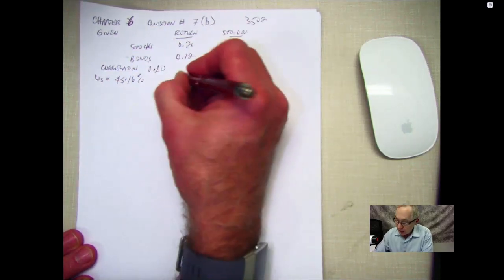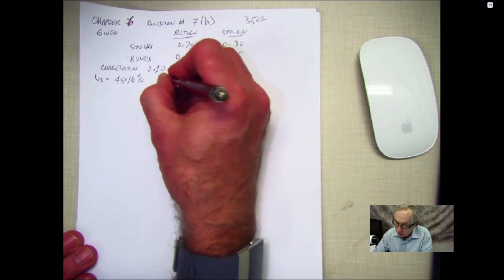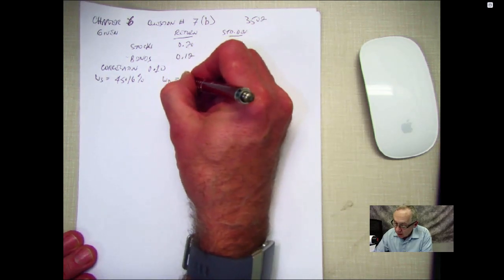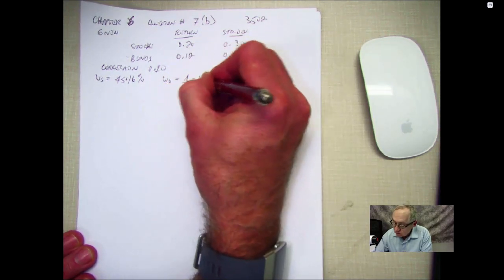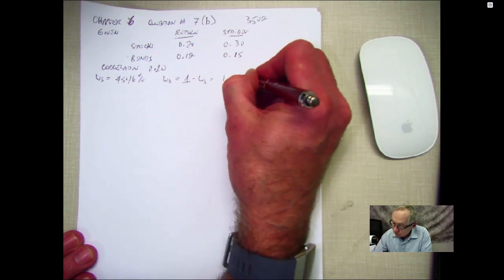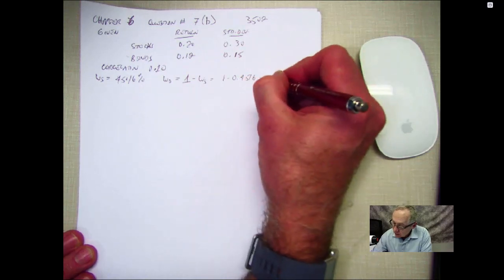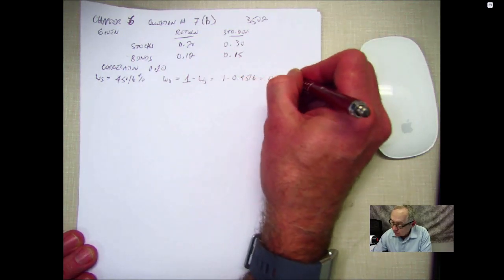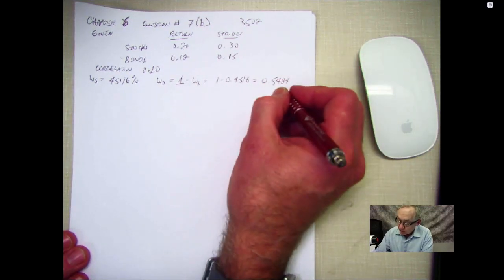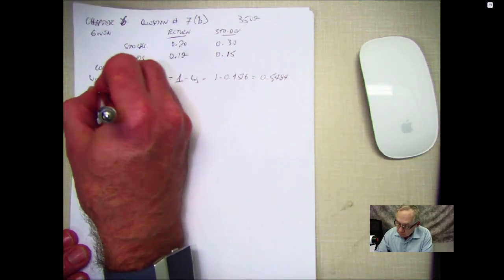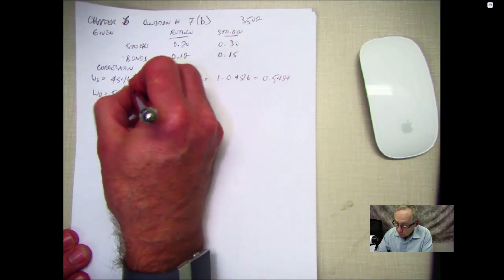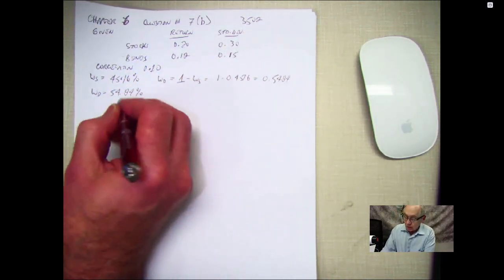45.16%, and the weight for debt or bonds would be 1 minus the weight for stocks, so 1 minus 0.4516 was 0.5484, or 54.84%. Okay, and those total 1 easily.